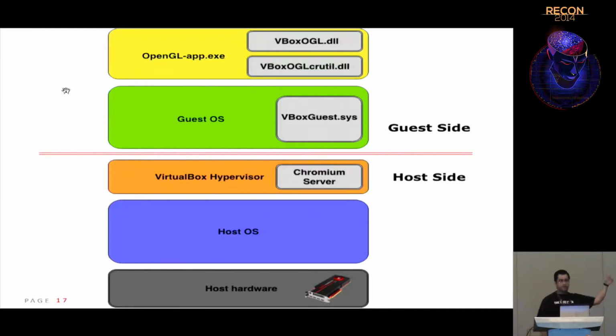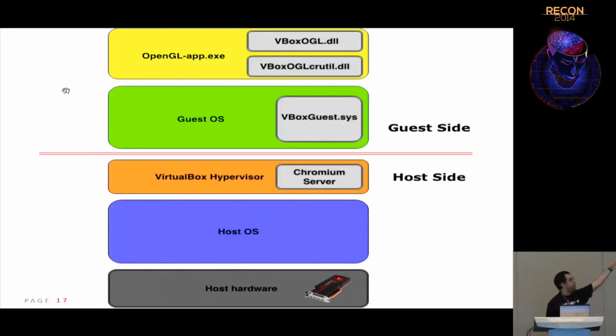We have the host side on the bottom with the hardware, including the 3D graphics card, the host OS, and the user mode VirtualBox hypervisor. And as you can see there, the VirtualBox hypervisor has the Chromium server loaded into it. On the guest side, we have the guest OS with the VBox guest driver loaded. And on top of it, we have any application trying to render OpenGL 3D graphics inside the virtual machine.